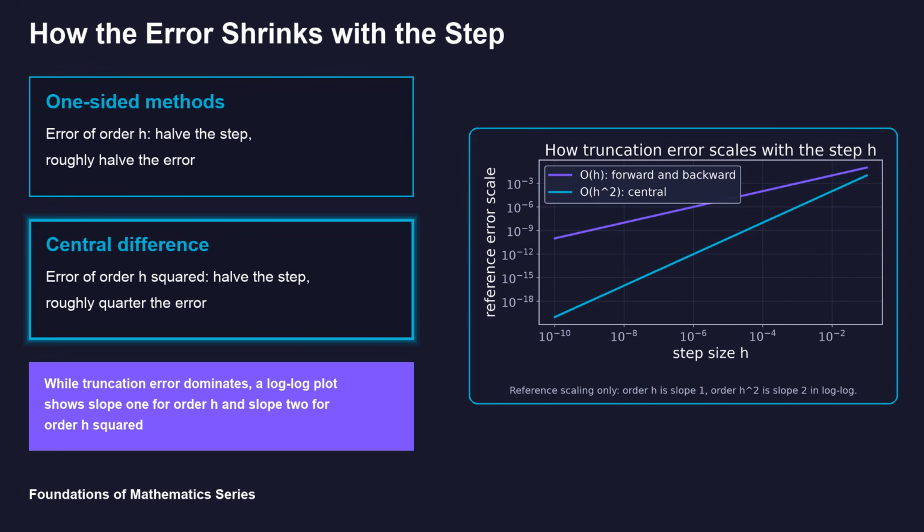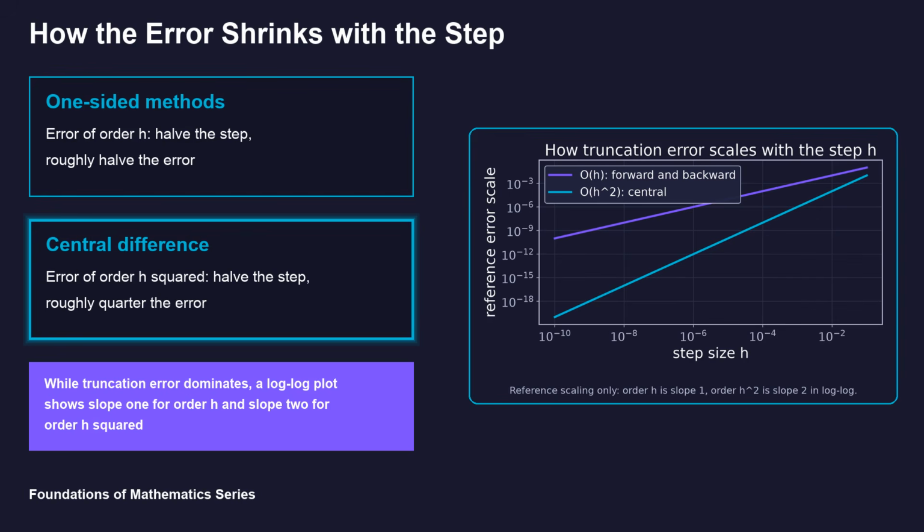The standard way to see this is a log-log plot of absolute error against step size, because on logarithmic axes, a power law becomes a straight line and the exponent becomes the slope. In the range where truncation error dominates, an order h error plots as a line of slope 1 and an order h squared error as a line of slope 2, so the two methods separate visibly as the step shrinks. The reference lines on the right show those two slopes. When you measure the error of your own difference formula and plot it this way, the slope you get is a direct check that you implemented the formula you meant to.